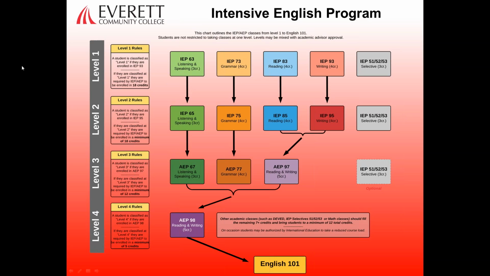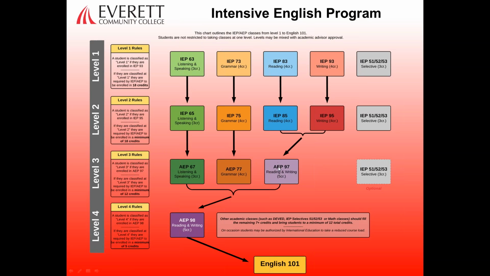So we have level 1 and level 2 here. These are our intensive English language options. So that means students here are taking 18 credits, but they're divided up to focus individually on each aspect of English language learning, plus a course that then combines all of the different aspects.